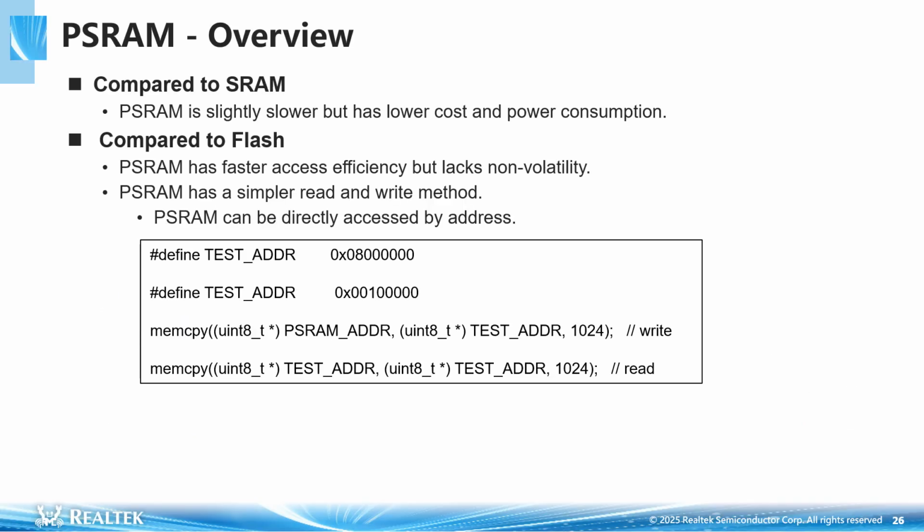Compared to SRAM, PSRAM is slightly slower but offers lower cost and power consumption. Compared to flash, PSRAM is faster but lacks non-volatility. PSRAM is suitable for scenarios requiring relatively high-speed storage. In terms of read and write operations, PSRAM is simpler. It can be accessed directly via addresses, similar to RAM operations, highlighting its ease of use.